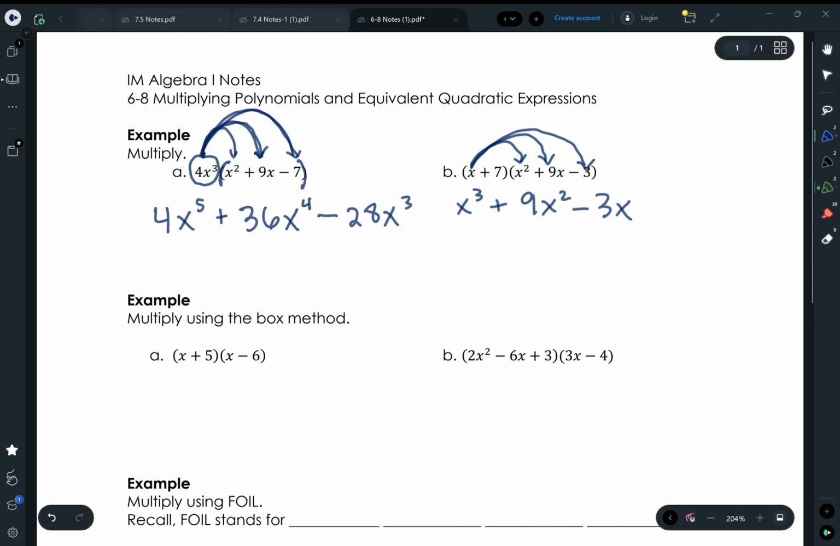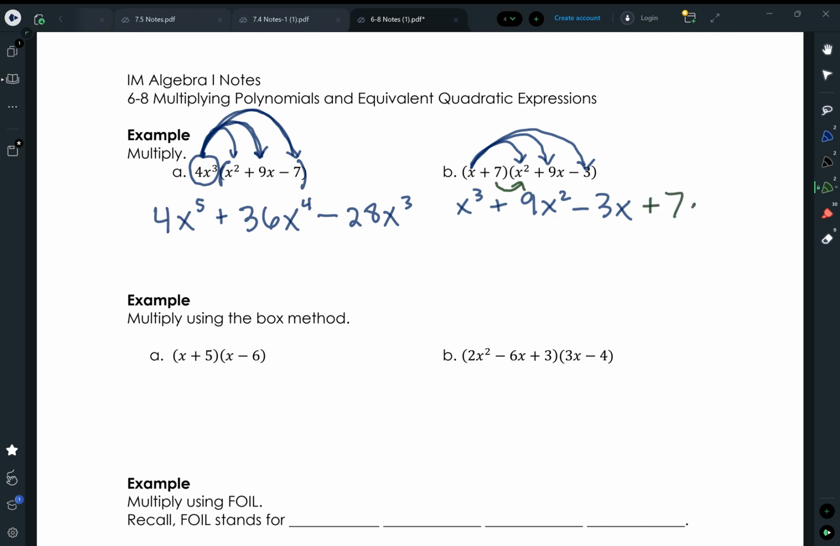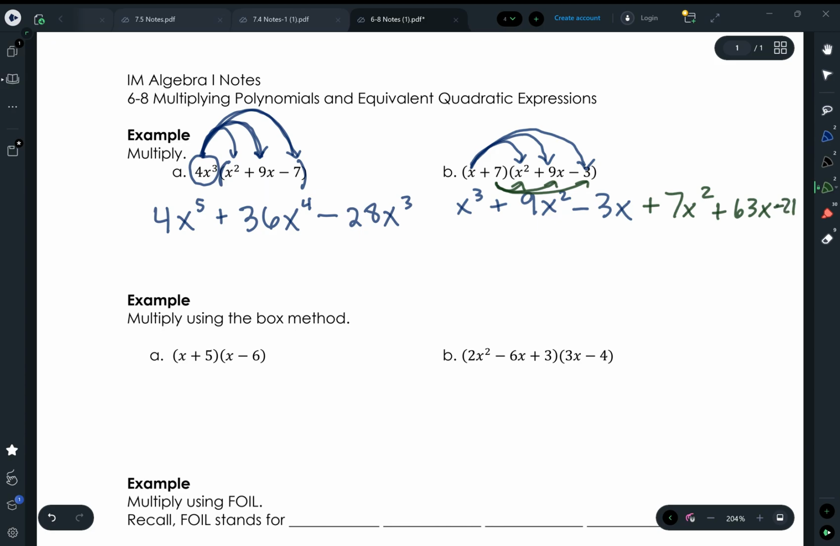All right, now I've done distributing the x. I now need to distribute the 7. So I'm going to multiply 7 times x squared. That's plus 7x squared. And then I have the 7 times the 9x. Well, 7 times 9 is 63, so we're going to get 63x. And then 7 times negative 3 is a minus 21.